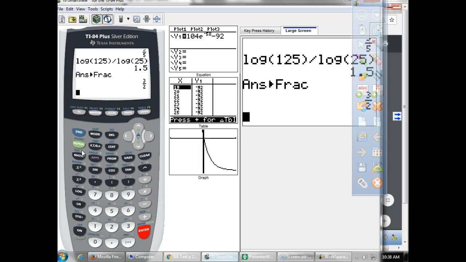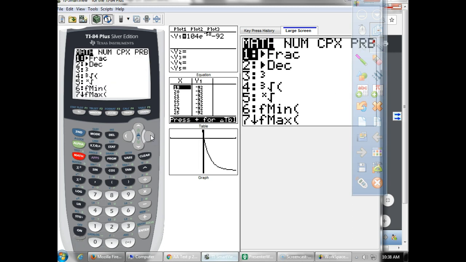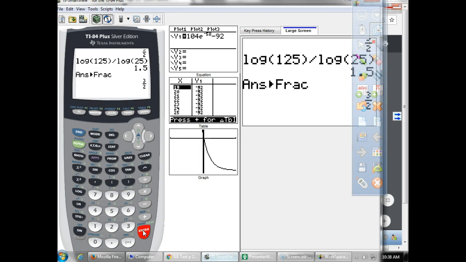Okay, so I'm going to go back and show you. That's my answer, 1.5. Y'all know that's 3/2, but if I want to convert something that I'm not really sure how it would convert back to a fraction, do math, and then select fraction. So I'm basically taking my answer and converting it to a fraction, and it does it for you.